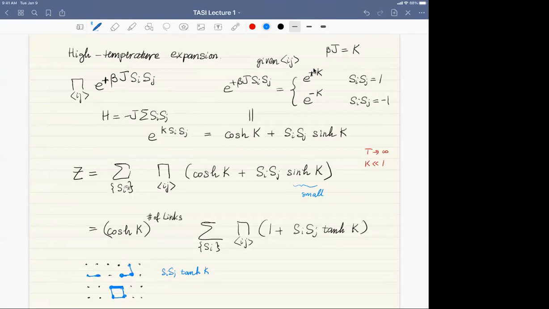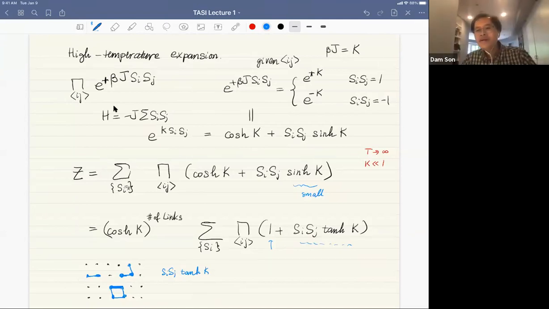A line connecting two neighboring points corresponds to this factor. And if two neighboring points are not connected to each other, that means I would have a one. The product over i and j is a product over all neighboring pairs. So this neighboring pair can either be connected by a line or not. When I expand this product, I have either one or s_i s_j times tangent of k. Okay. Any questions so far?